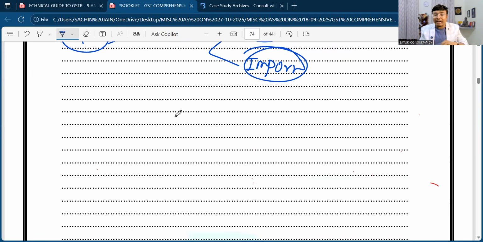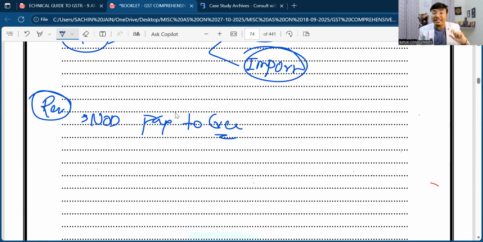Now, sir, after buying the goods, after claiming the input tax credit, I have to make the payment to my creditors within 180 days. And if I have not made the payment to my creditors within 180 days, I need to do the reversal of input tax credit. That is what is called as one type of reversal, non-payment to creditors.